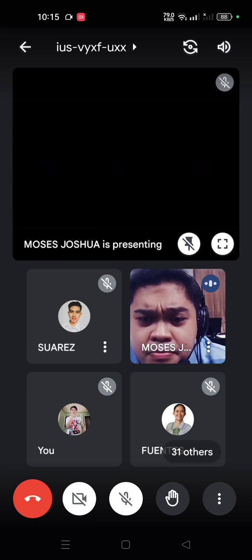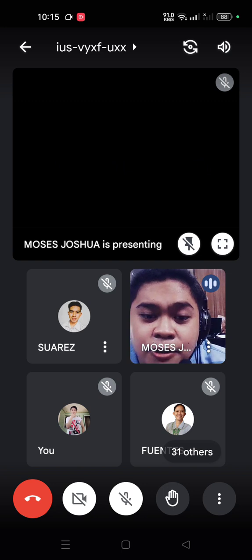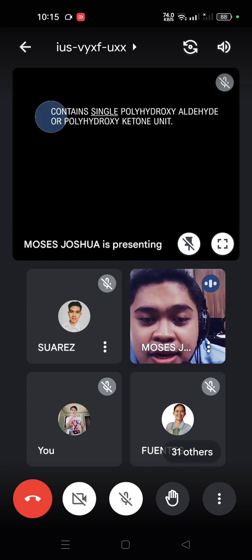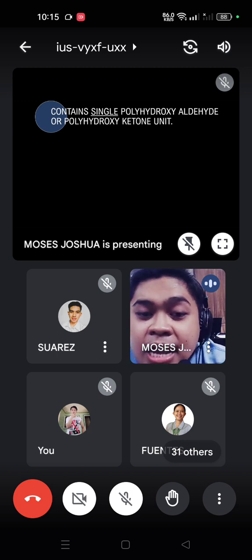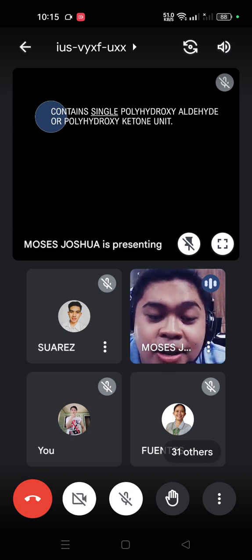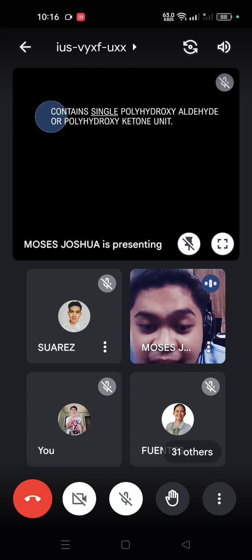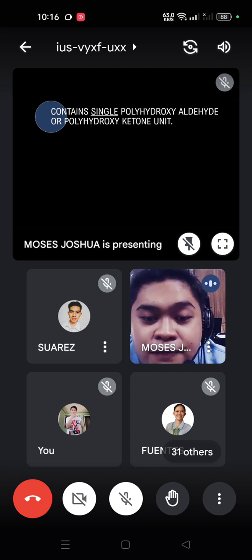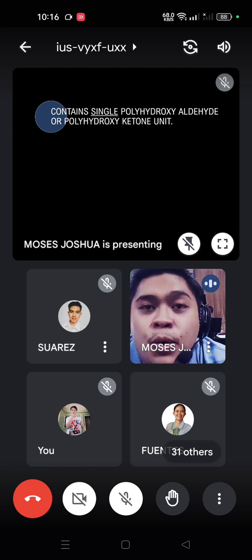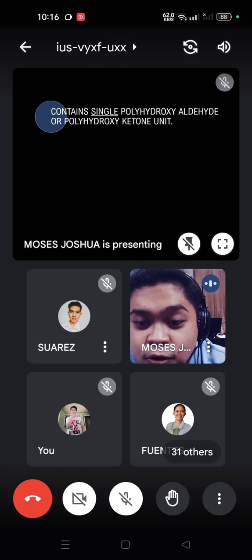Here are some of the things that we need to remember when we talk about monosaccharide. The first one is it contains a single polyhydroxyaldehyde or a single polyhydroxyketone unit. From the word itself, mono, it means only one, so single. Single polyhydroxyaldehyde or single ketone unit. Again, our examples are glucose and fructose. So only one unit of a polyhydroxyaldehyde or only one unit of a polyhydroxyketone.